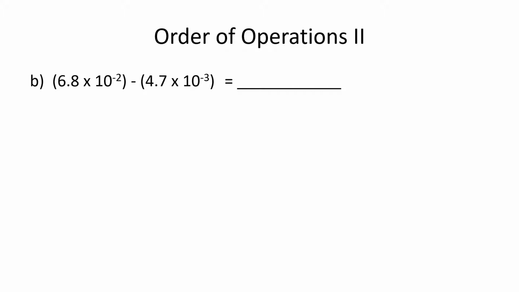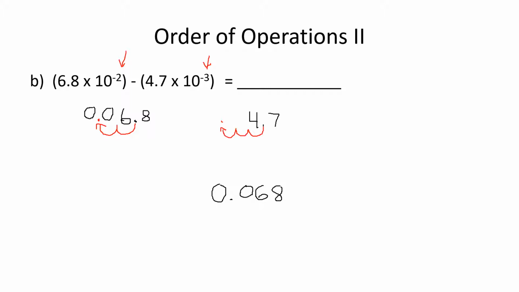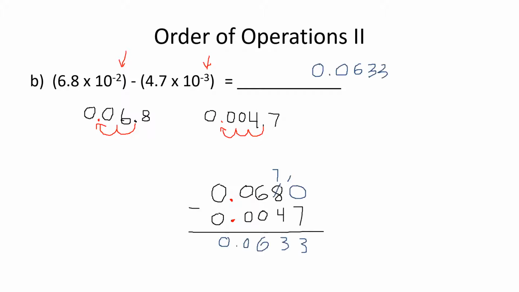Subtracting numbers in scientific notation is the same thing as addition. You've got to convert back to decimal form. With our negative exponents, you're going to move the decimal to the opposite side. So that becomes 0.068, and the second term becomes 0.0047. So line up that decimal point and then do your subtraction. That's just going opposite, going backwards.